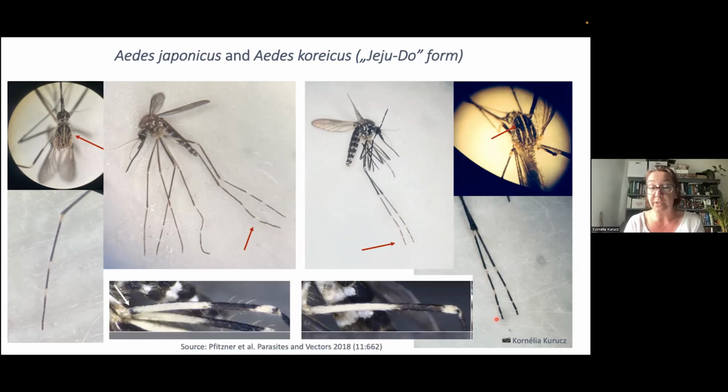But there is one more difference between Kornélia and Japonicus that was highlighted by German colleagues as well: in Japonicus, we can see a black spot on the base of the hind leg. That's missing in Kornélia. And it's also interesting that in the 2 different forms of Kornélia, it's the same.